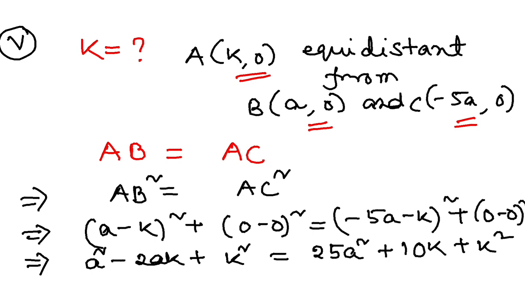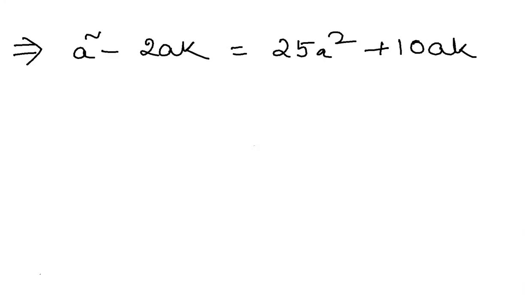So from here, this k square can be cancelled easily. So k square is cancelled. So now what we have is a square minus 2ak is equal to 25a square plus 10ak. This should be 10ak, not 10k. So let me write it over here. This will be 10ak. Okay. Now there is a in all the terms. So what I can do, I can cancel one a from all the terms. So you will have a minus 2k equal to 25a plus 10k.